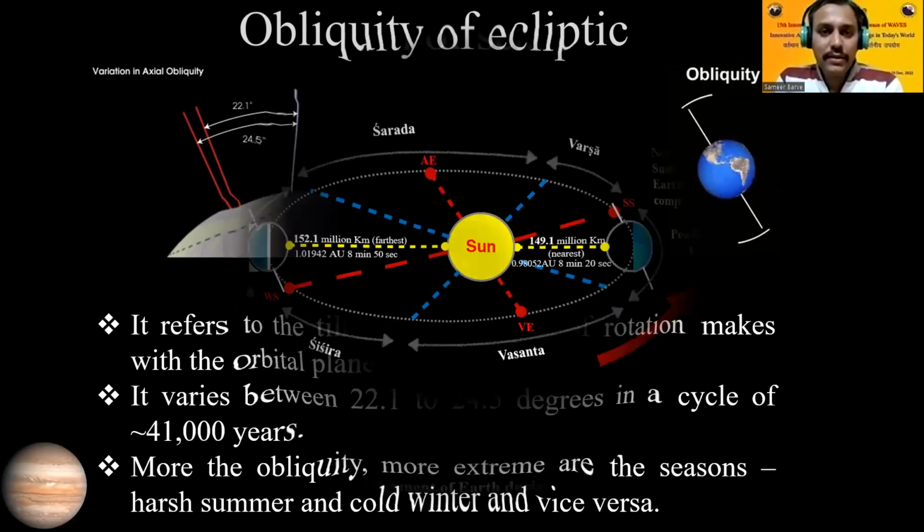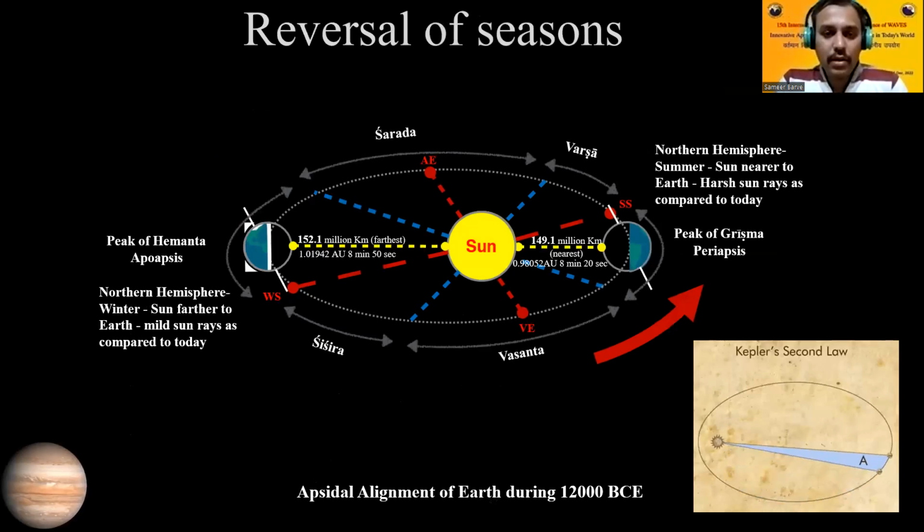And this is the last slide which I will be dealing with. This slide basically shows you the different positions of the seasons relative to the sun that Earth undergoes, and it shows that peak of Grishma happens near periapsis, which is directly opposite to what we see today. And the northern hemisphere summers are harsher because Earth is closer to the sun, and winters are colder because at that time Earth is farther away from the sun. And this slide can be better understood from the Kepler second law GIF file that we have shown here. Whenever the planet is near to the sun, it moves faster, and when it goes farther away, it is slower.